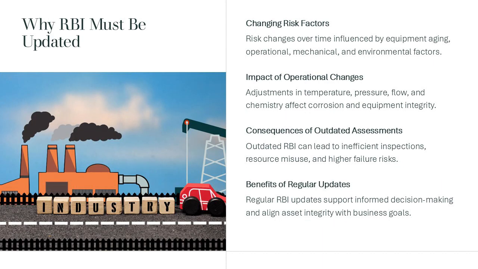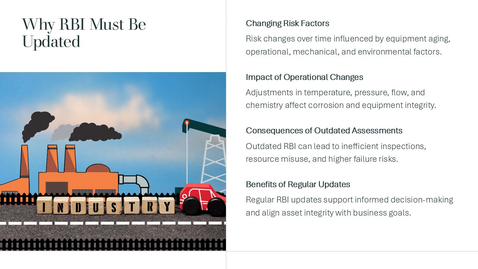The fundamental reason RBI must be updated is that risk itself changes over time. Risk is a function of both the probability of failure, POF, and the consequence of failure, COF, and both elements are influenced by evolving operational, mechanical, and environmental factors. As equipment ages, degradation mechanisms may accelerate or change in nature. Inspection activities can reveal actual damage rates that differ from original assumptions, while maintenance and repair actions can reduce risk by restoring equipment condition or eliminating specific damage mechanisms.